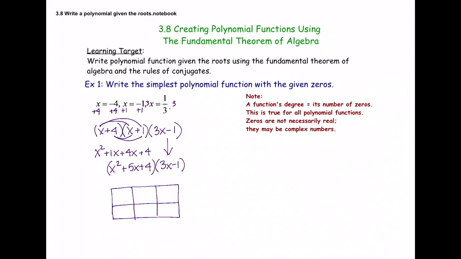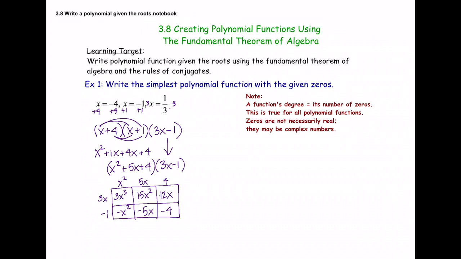I have 3 terms in my first, so we have an x squared, a positive 5x, a 4. I have 2 terms in my binomial, so I have a 3x, and I have a negative 1. I'm then going to multiply. X squared times 3x gives me 3x to the 3rd power. 5x times 3x gives me 15x squared. 4 times 3x gives me 12x. X squared times negative 1 gives me negative x squared. 5x times negative 1 gives me negative 5x. And 4 times negative 1 gives me negative 4.